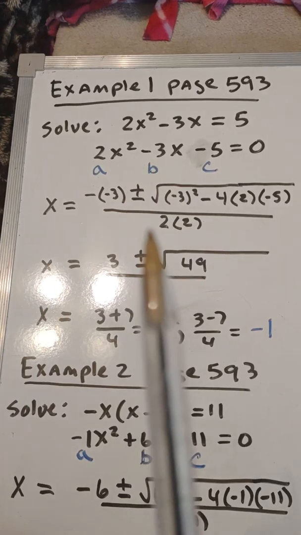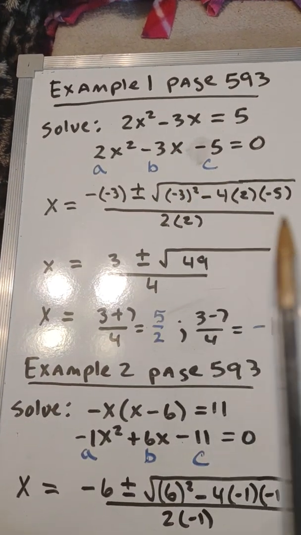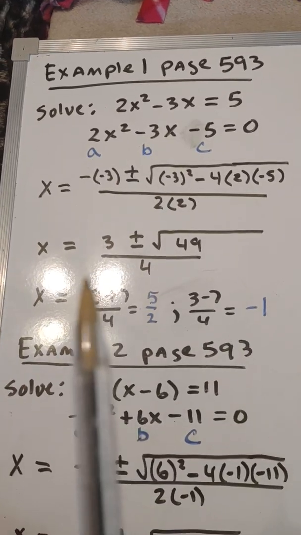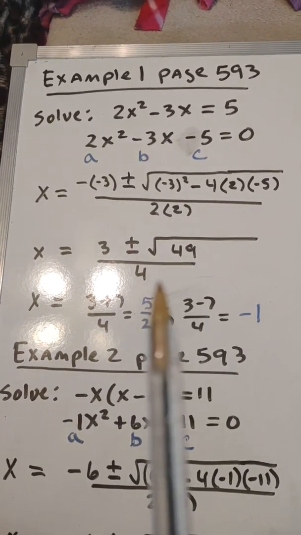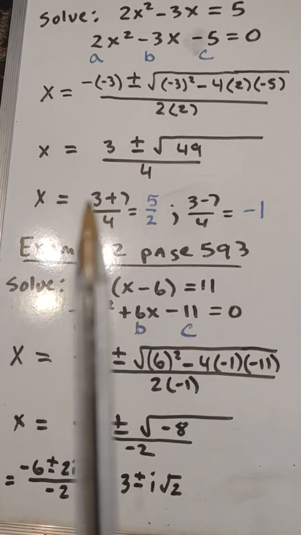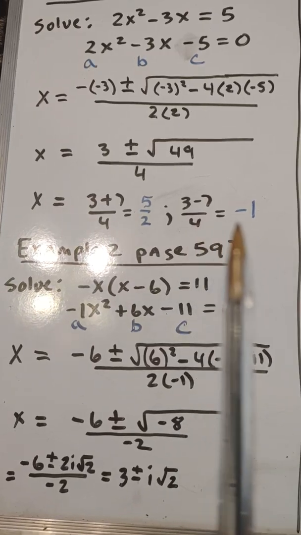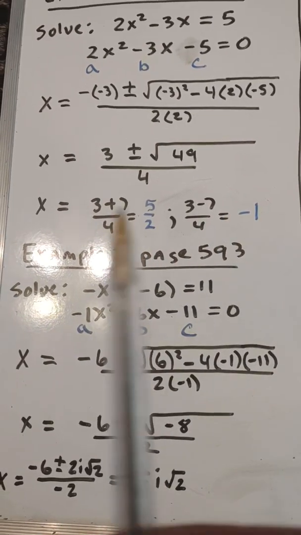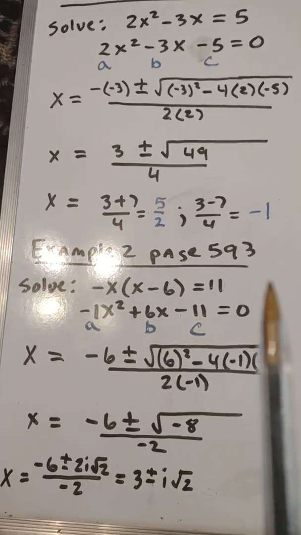So we plug 2 in for a, we plug negative 3 in for b, we plug negative 5 in for c. Do the math, we get x equals 3 plus or minus square root of 49 over 4, which gives us 3 plus 7 over 4, which is 5 halves, 3 minus 7 over 4, which is negative 1. So our two solutions for x are 5 halves, negative 1.